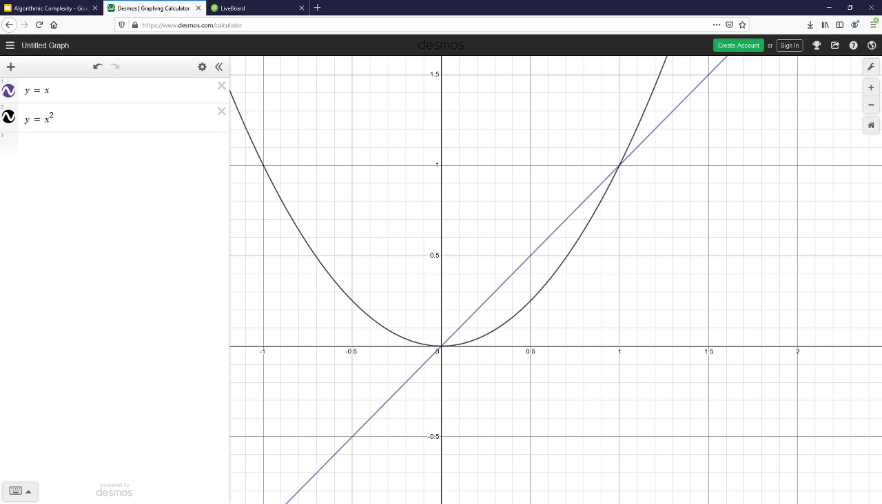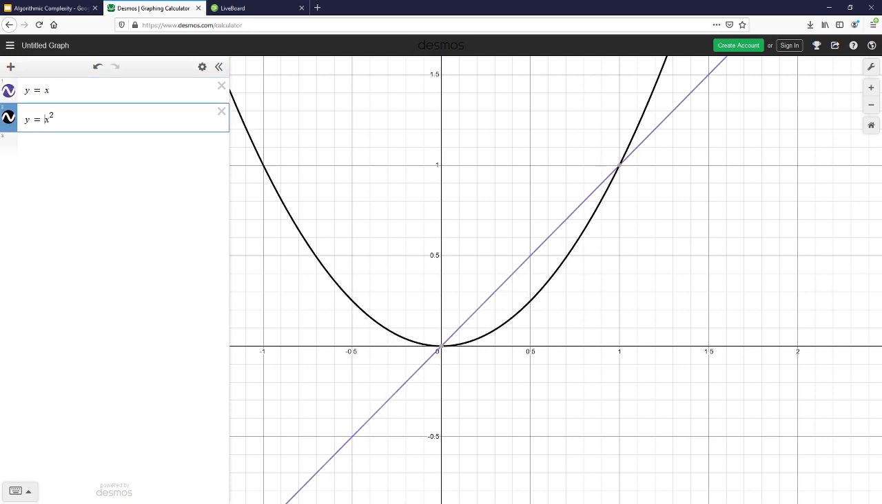Okay, so this purple function is f of x equals x. This other function is f of x equals x squared. And the idea here is that f of x is actually bigger. I've zoomed in really, really far to make it look like this. f of x is actually bigger.